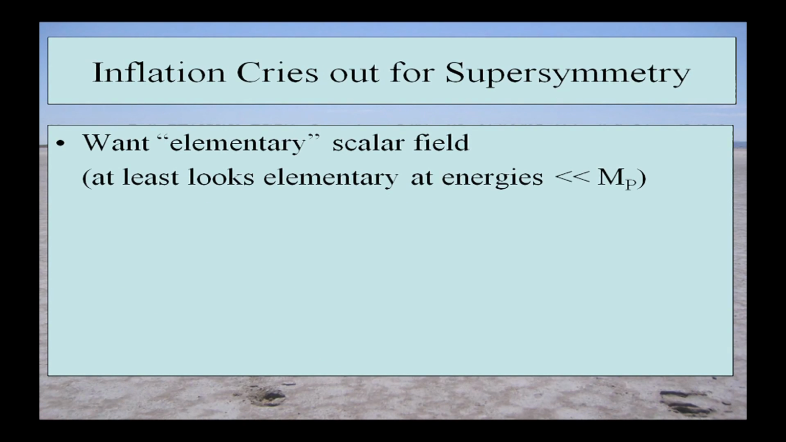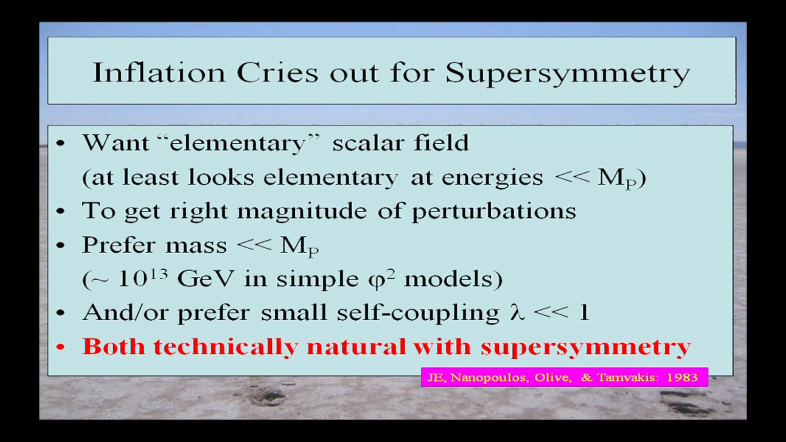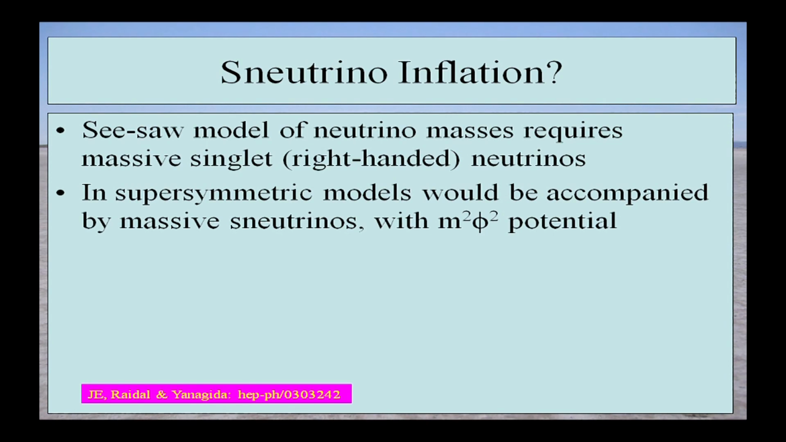So I've actually long taken the view that inflation cries out for supersymmetry. That's because inflation kind of looks like it wants an elementary scalar field, and in order to get the right magnitude of perturbations, that should have a relatively small mass and/or a relatively small self-coupling, and those are things which are technically natural in the context of supersymmetry. So just as an example, 11 years ago, together with Ellis, Ross, and Yanagida, we wrote down what we thought was rather a cute model where we've got a supersymmetric scalar, specifically the partner of a singlet neutrino, the sort of thing that you would have in a seesaw model of neutrino masses.